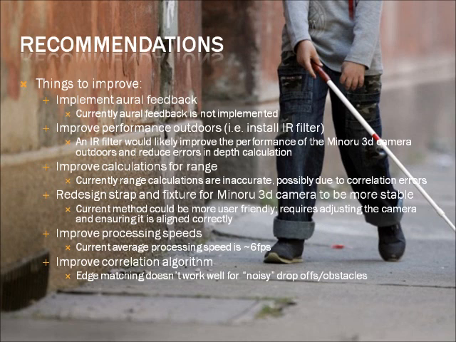There are various improvements that can be made to the current system. Currently, oral feedback is not implemented, but we hope to complete this soon. Outdoor performance could be improved by adding an IR filter to the Minoru camera and will be completed and tested in the near future. Calculations for range are inaccurate, possibly due to correlation errors from noisy drop-offs. The fixture holding the Minoru could be redesigned to be more user-friendly. Optimization of the algorithms could also improve processing speeds.